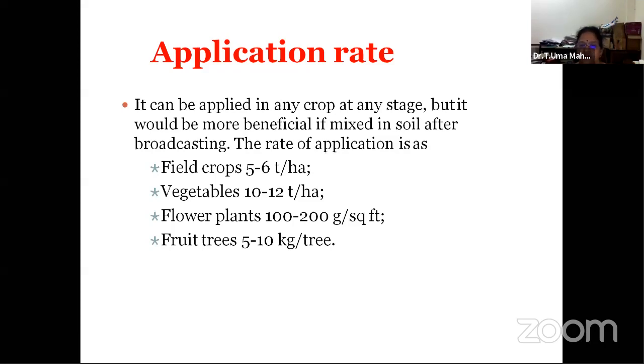Then for fruit trees, 5 to 10 kg per tree. So depending upon our application, we have to produce the material, or we can purchase it, and we can use it for our domestic purpose or for commercial orchards or vegetable growing. That is how we generally apply vermicompost to field crops.